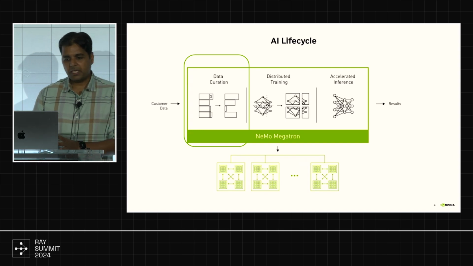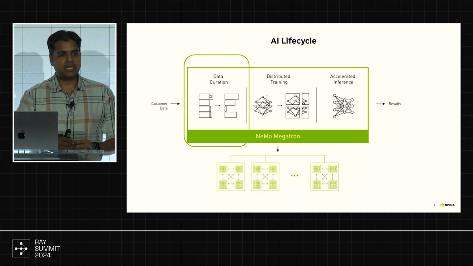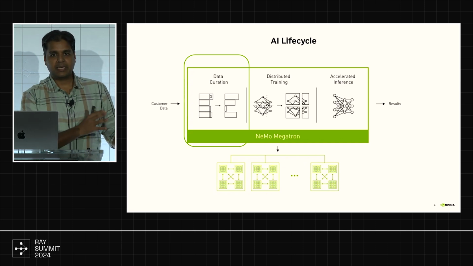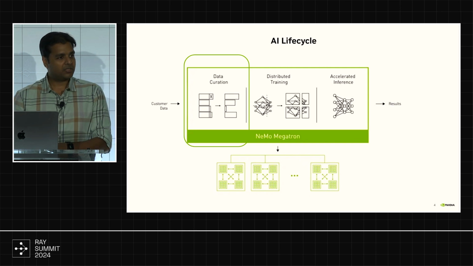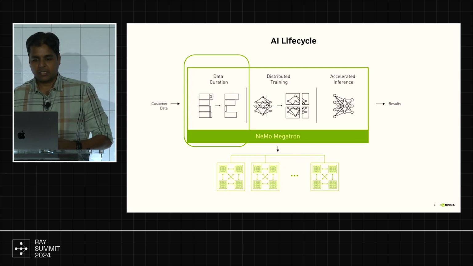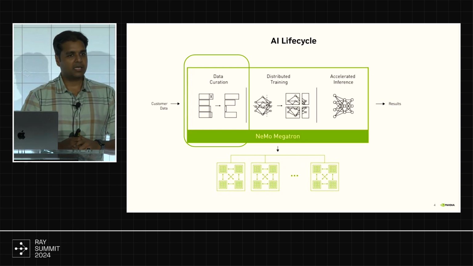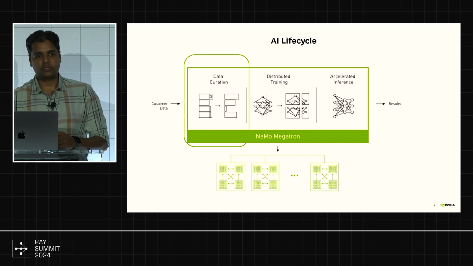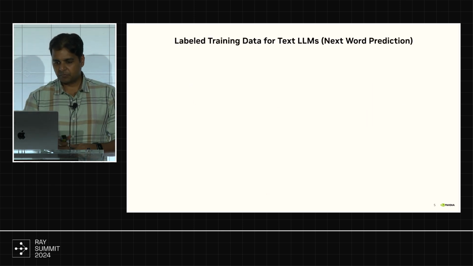So before I go deep, let's understand what we mean by data curation. Here I'm showing you the AI life cycle. It starts by taking data, curating it in a manner that we can do training on that data, and then once we train a model, we do inference on that data. NeMo is our framework from NVIDIA to do all the AI life cycle pieces, but there are many open source and other solutions out there, including Anyscale Ray as well.